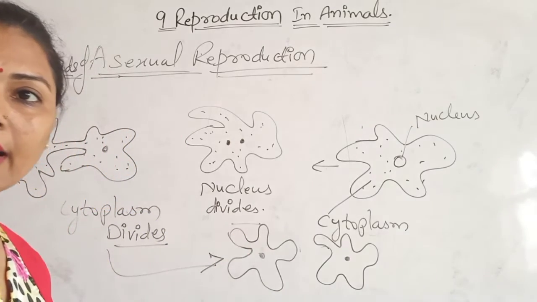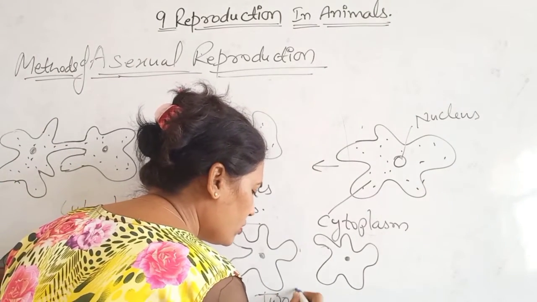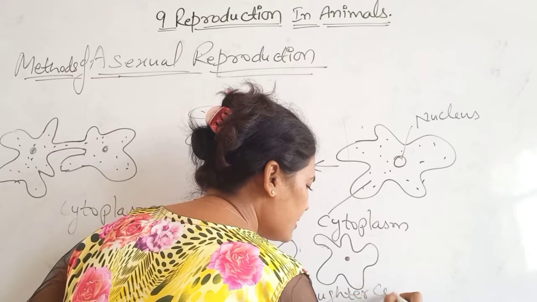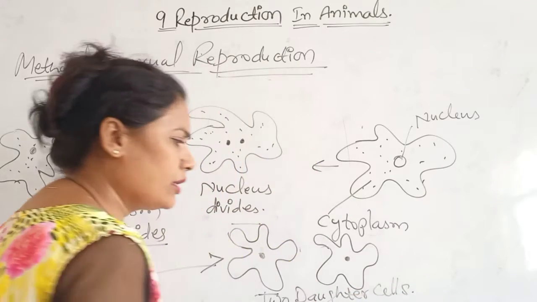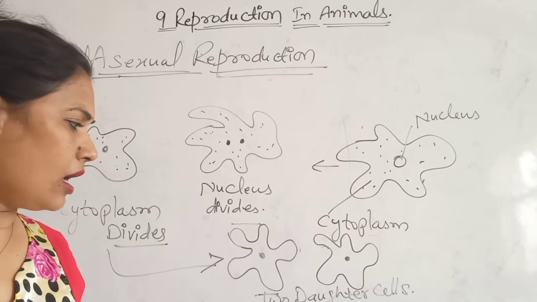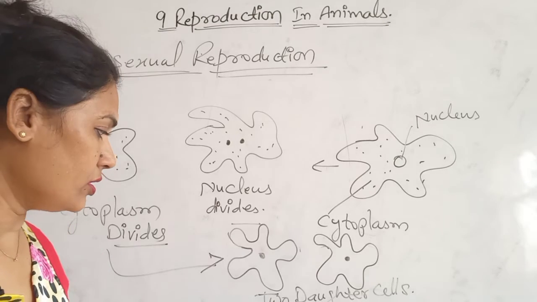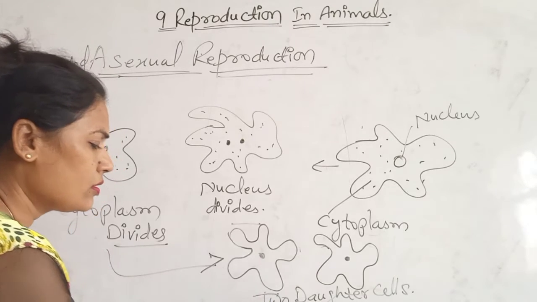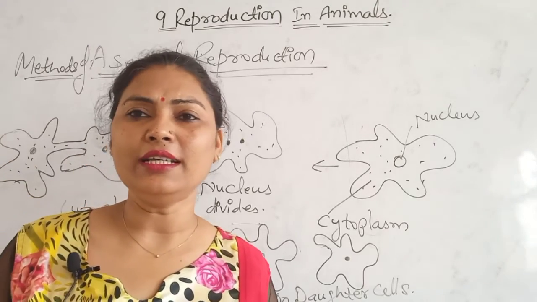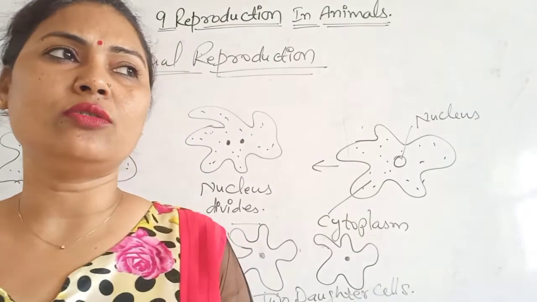So you can write two daughter cells, or two daughter amoeba. So these are the two daughter amoeba or two daughter cells formed after the division, after the binary fission. And you know that in this process the nucleus of an organism divides into two nuclei.